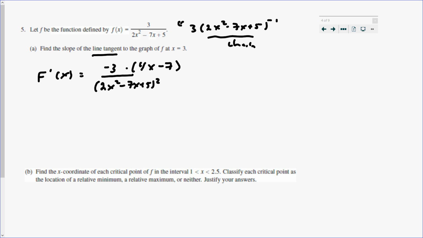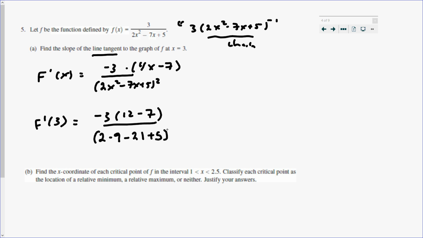It's pretty easy to do, not too bad. But they want us to find the derivative at 3. So when we plug in the 3 here, we get negative 3 times (4 times 3, which is 12, minus 7) all over, what's that become? (2 times 3 squared is 9, minus 3 times 7 is 21, plus 5) squared. And seriously, leave it like that. The AP is okay with that. Leave it alone. Don't touch it. Don't be a hero.